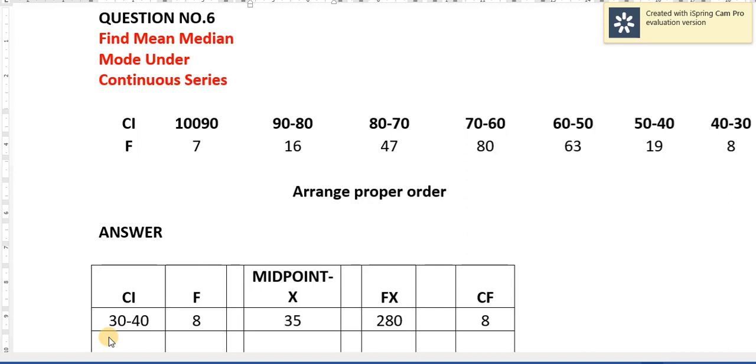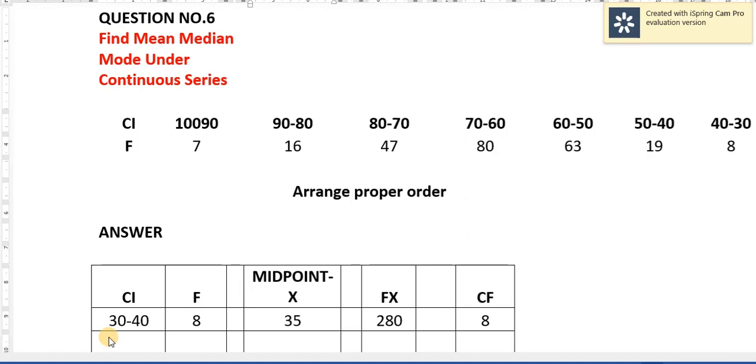Mode formula: the modal class is the class with the highest frequency. Mode is denoted by Z. Z is equal to L plus (f1 minus f0) divided by (2f1 minus f0 minus f2).